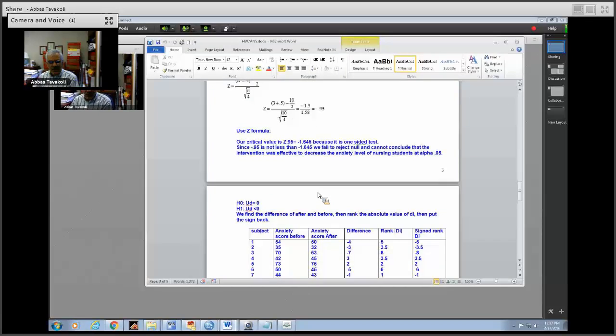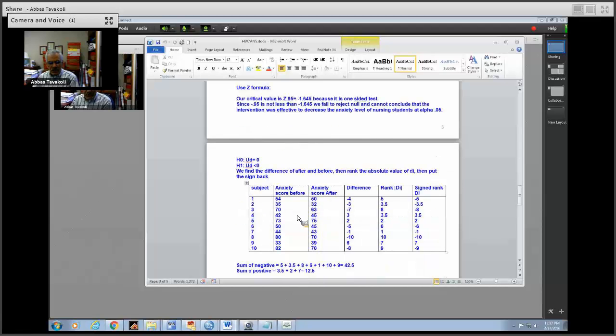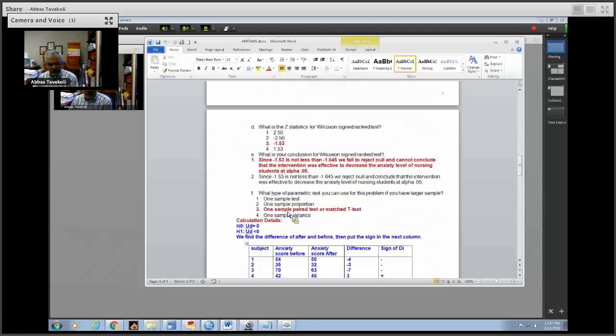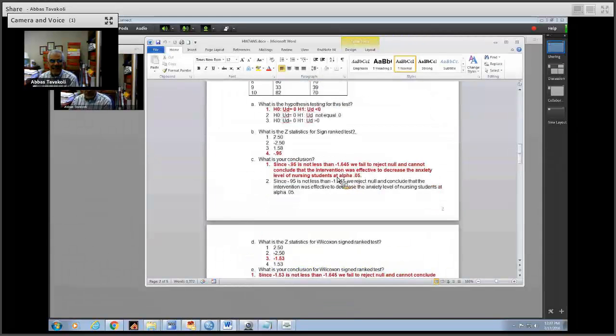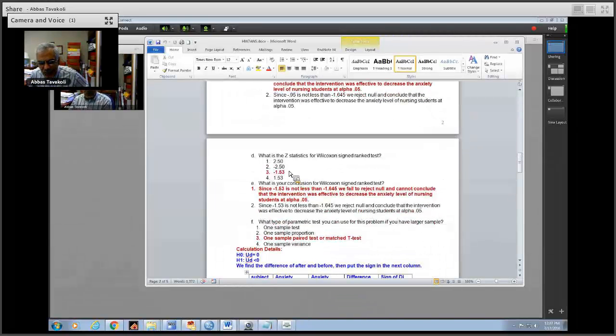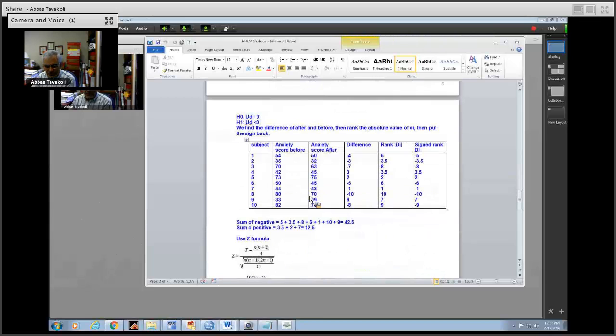And because it's one-sided at alpha 0.05, you're comparing -0.95, which is not less than -1.645, or the absolute value 0.95 is not greater than 1.645. We fail to reject the null, and we cannot conclude the alternative. Also, using the other test, the Wilcoxon signed rank test. So the correct answer was -0.95 and 1 for C.